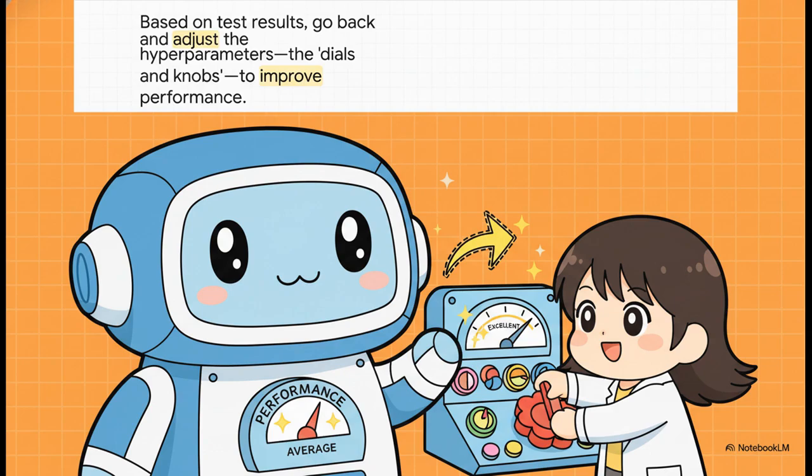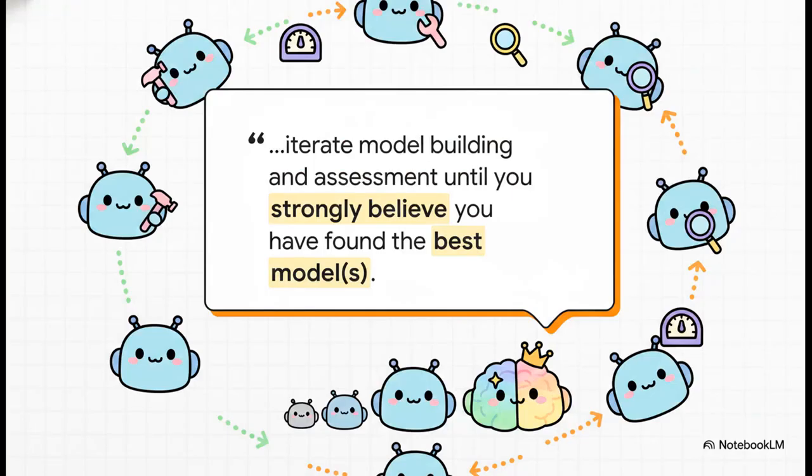So based on the results from those tests, you go right back to step 1. But this time, you're going to adjust those dials and knobs, the hyperparameters, to try and improve the performance. Maybe you need to increase the learning rate, or maybe change the depth of a decision tree. This is the optimized part of the loop, and it's where the magic really happens. And look, the crucial point here is that this is not a one-and-done process. As the CPMAI workbook states directly, you repeat this loop of building, assessing, and tuning until you strongly believe that you have found the best model. It's this constant iterative refinement that separates a decent model from a truly great one.